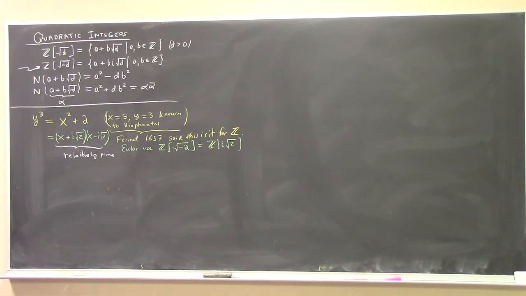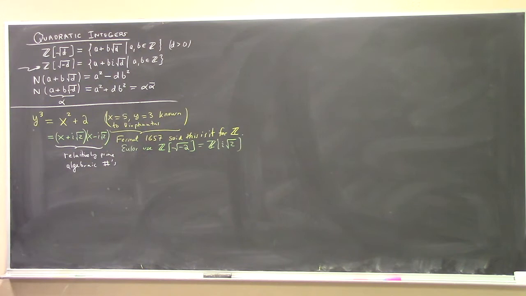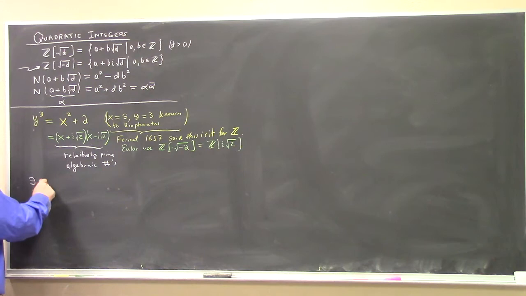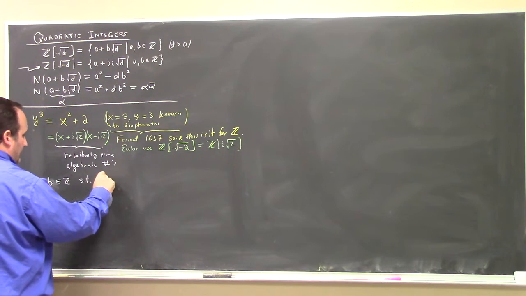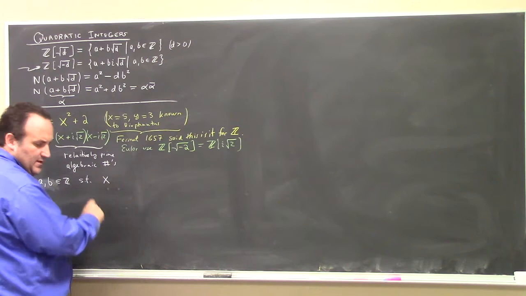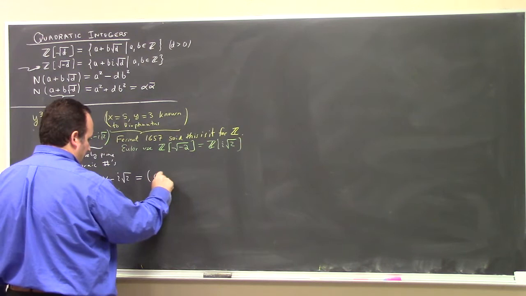So you've got a pair of relatively prime, I've got Gaussian on the brain, you've got a pair of relatively prime, we need a name for these, we'll say they're algebraic numbers, that's the generic term. A pair of relatively prime algebraic numbers, and their product is equal to a cube. So what's that say? That says that they must both be cubes. So there exist a and b in Z such that x minus i root 2 is equal to a plus i root 2 times b, cubed.